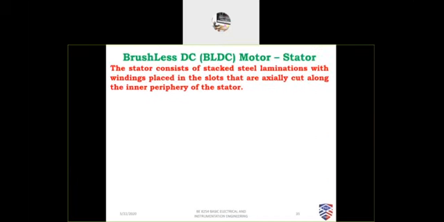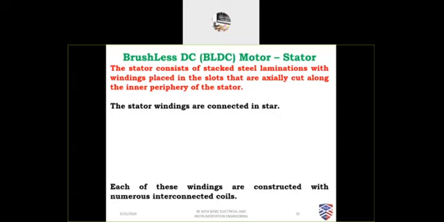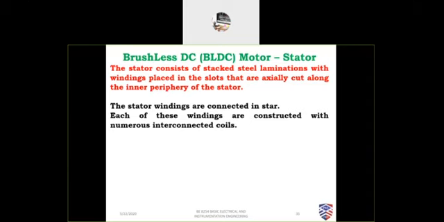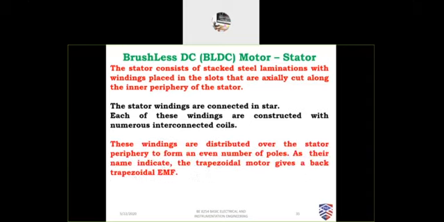So the stator consists of stacked steel lamination with the windings placed in the slots that are axially cut along the inner periphery of the stator. Stator windings are connected in star. Each of these windings are constructed with numerous interconnected coils. These windings are distributed over the slot periphery to form an even number of poles.